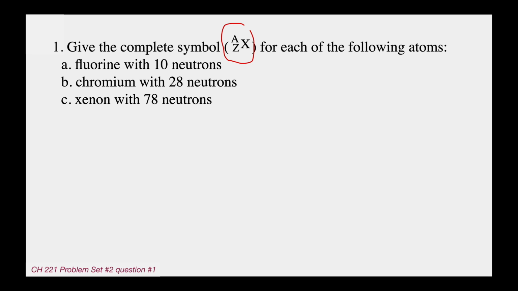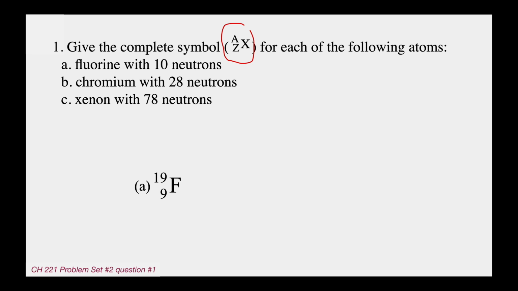The top thing there, that A, that's the mass number, and that's equal to protons plus neutrons. So for this first one here, we have fluorine with 10 neutrons, and fluorine is number 9 on the periodic table. So 9 is going to be Z. The symbol for fluorine is F, and the mass number, which is A, the upper left thing, 9 plus 10, it's going to be 19. So you would write this particular isotope with a 19 in the top, a 9 in the bottom, and a big F for the symbol.